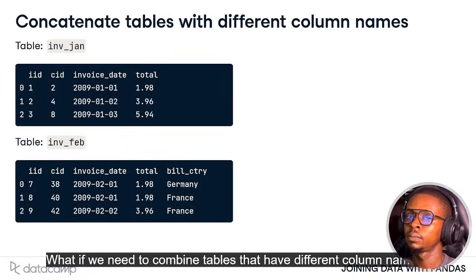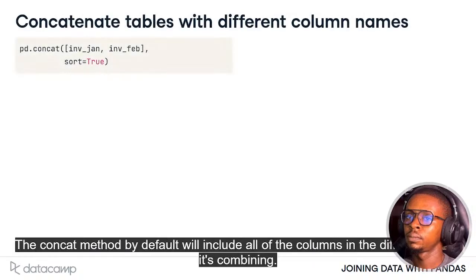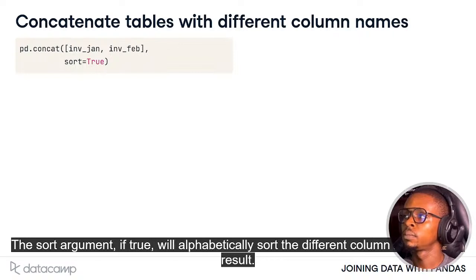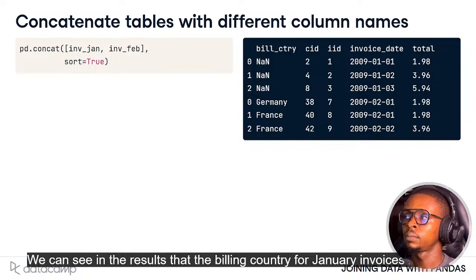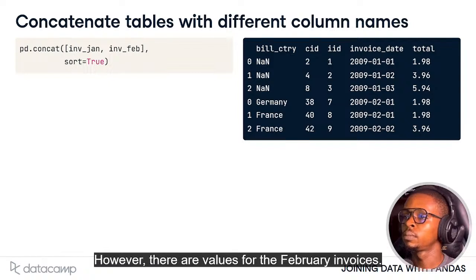What if we need to combine tables that have different column names? The invoice Feb table now has a column added for billing country. The concat method by default will include all of the columns in the different tables it is combining. The sort argument, if true, will alphabetically sort the different column names in the result. We can see in the results that the billing country for January invoices is NaN. However, there are values for the February invoices.